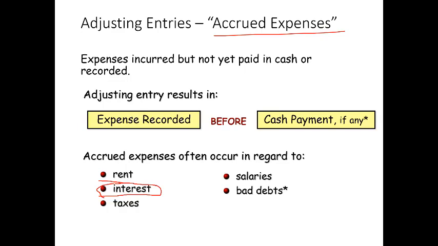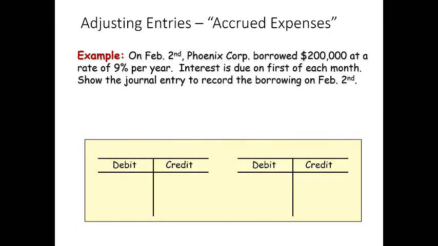But in fact, you don't have any cash payment at the end of it. It's the lack of a cash payment, so that's why this one has an asterisk. You're recording an expense before, and not receiving a cash payment, the absence of a cash payment. But that's also considered an accrued expense. So anyway, things to keep in mind.